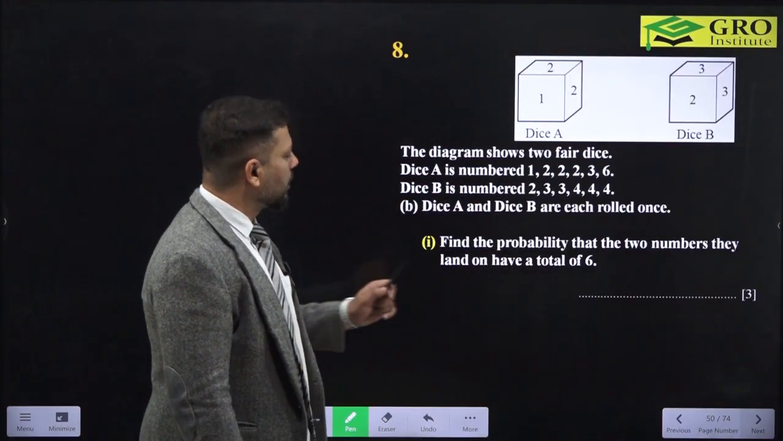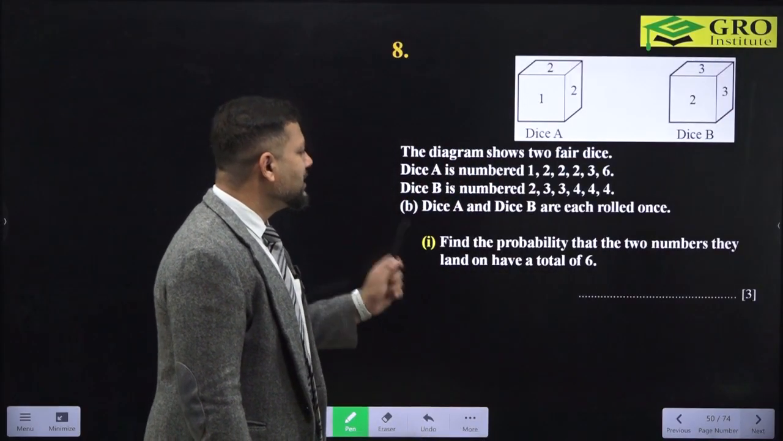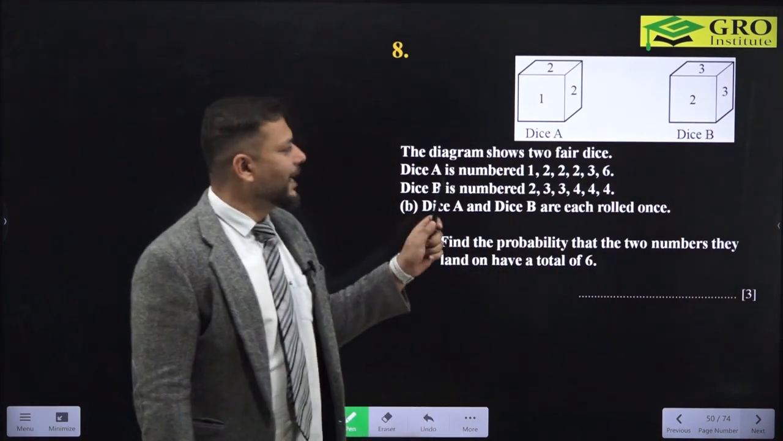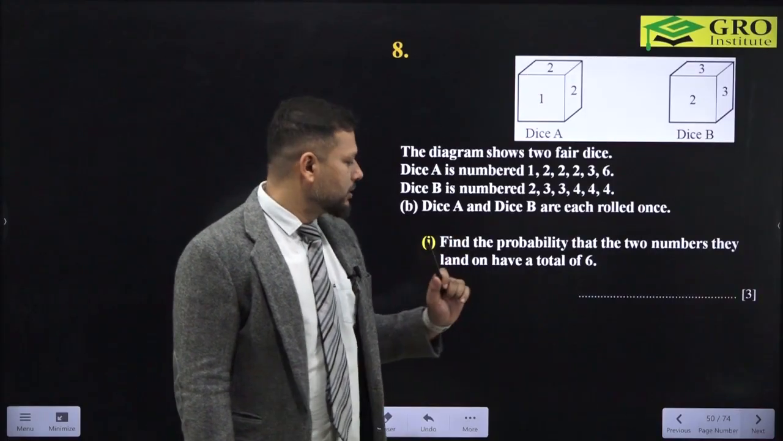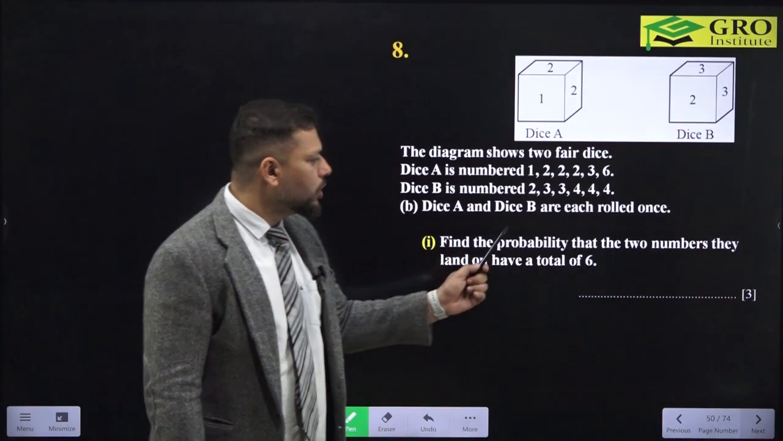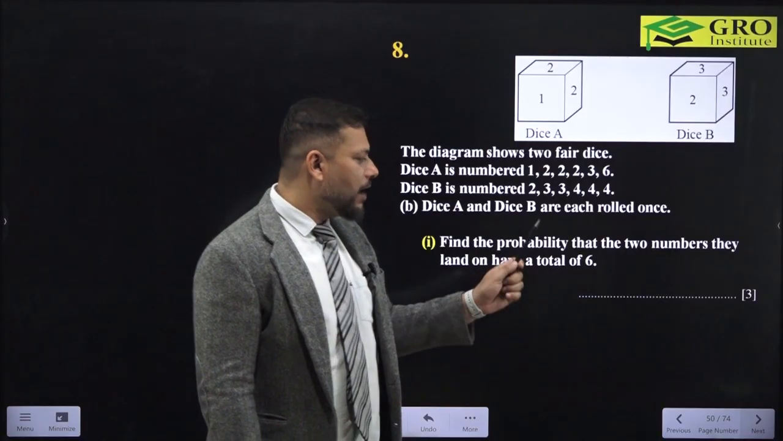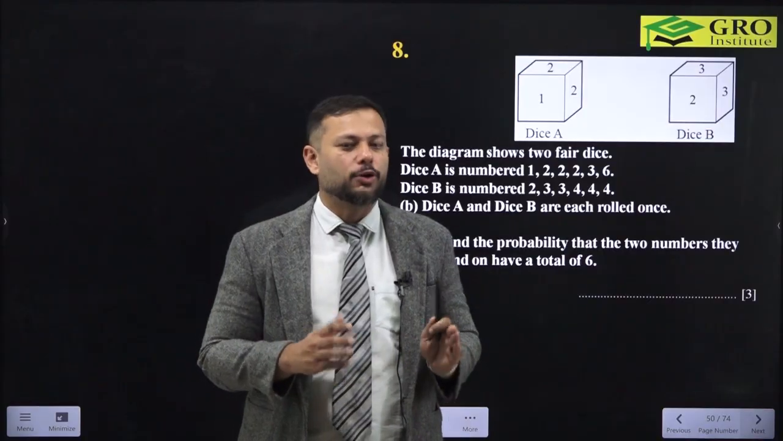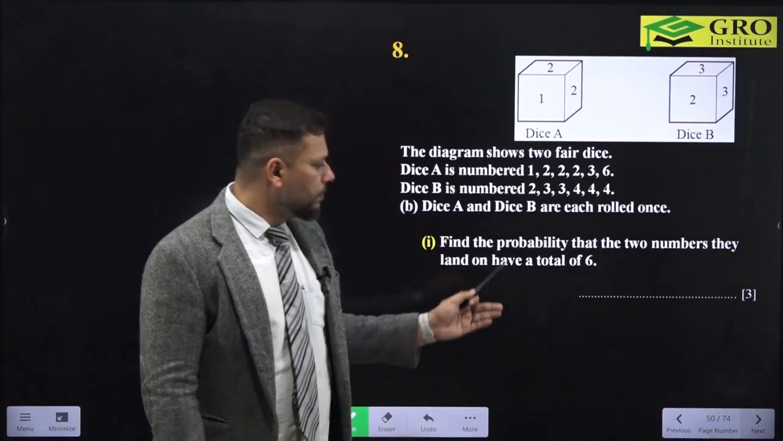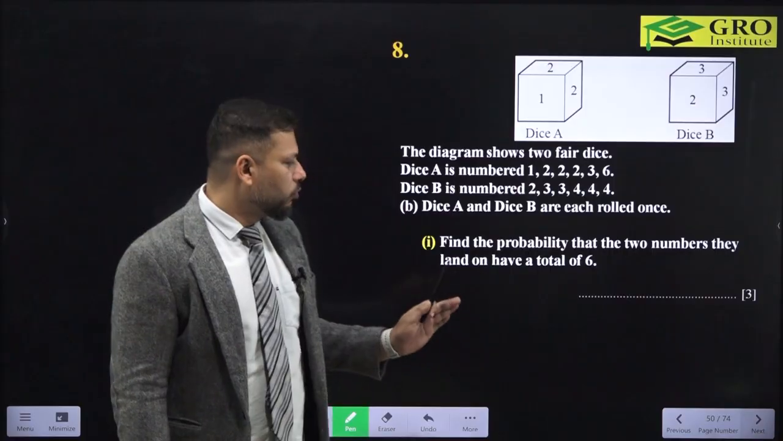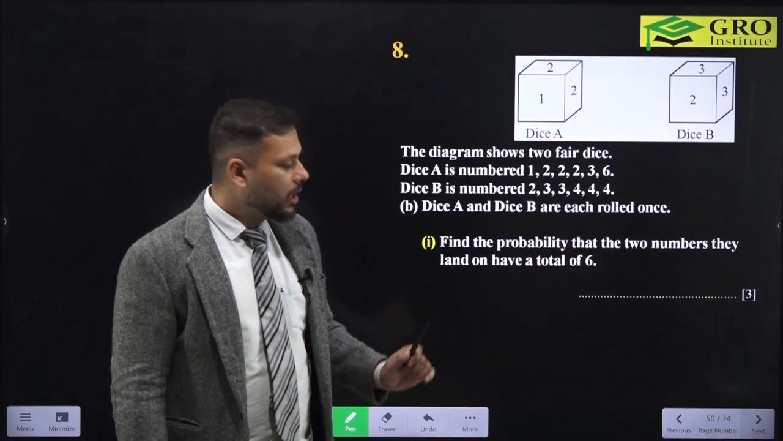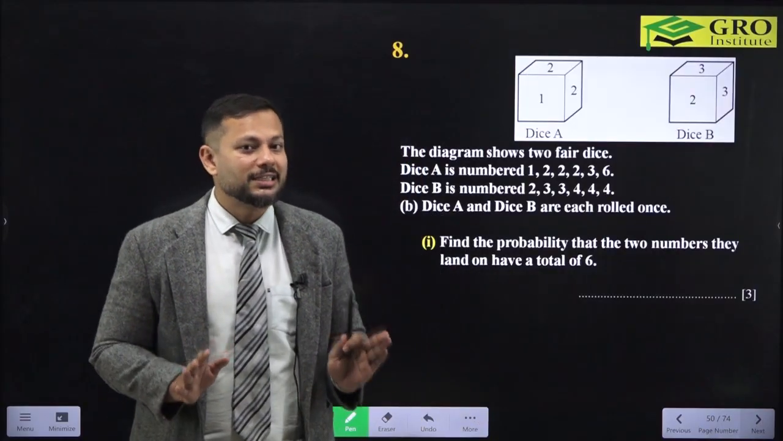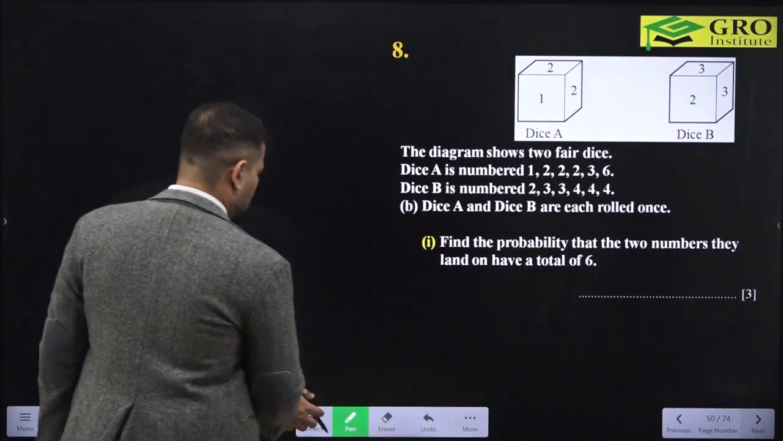Now, let us look at part B. Dice A and dice B are each rolled once. Find the probability that the two numbers they land on have a total of 6. We need to add the numbers that they land on and the sum should be 6, and find the probability of getting this sum. This question is of 3 marks, so we must be careful to show the relevant steps. Let us make some space for our working.